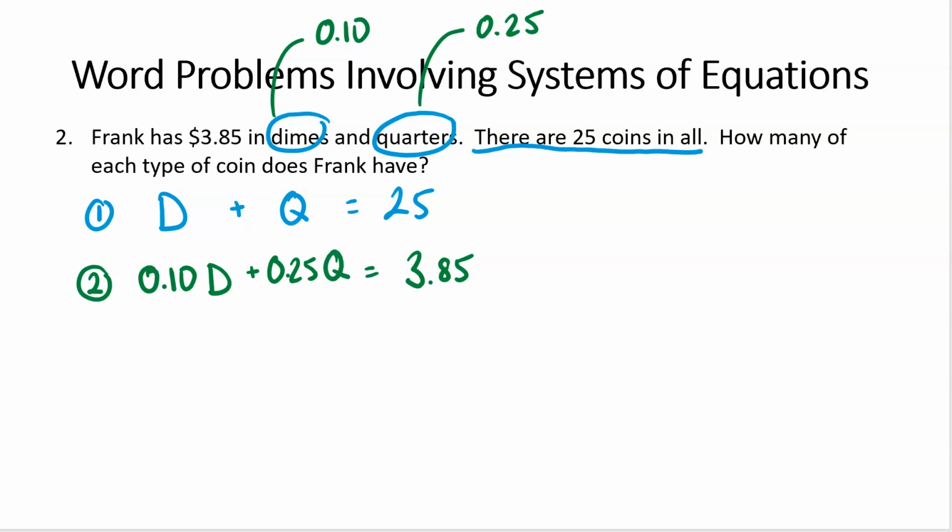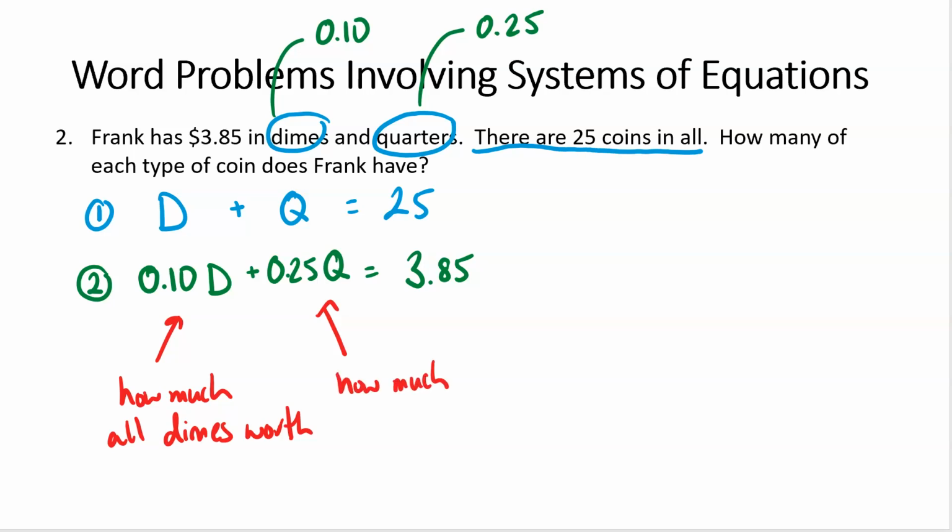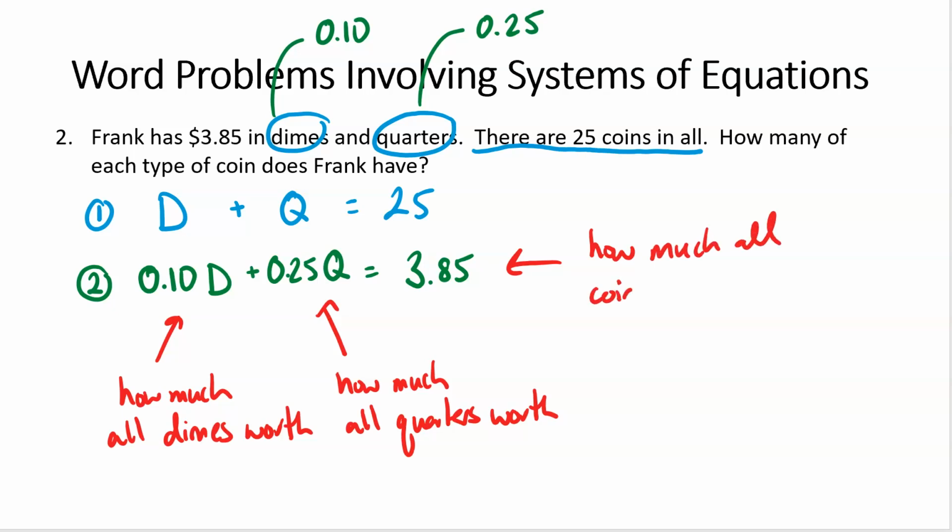So this is how much all the dimes are worth. This 0.25 times Q is how much all the quarters are worth. And then the 3.85 is how much all the coins together are worth. And that could be my second equation.